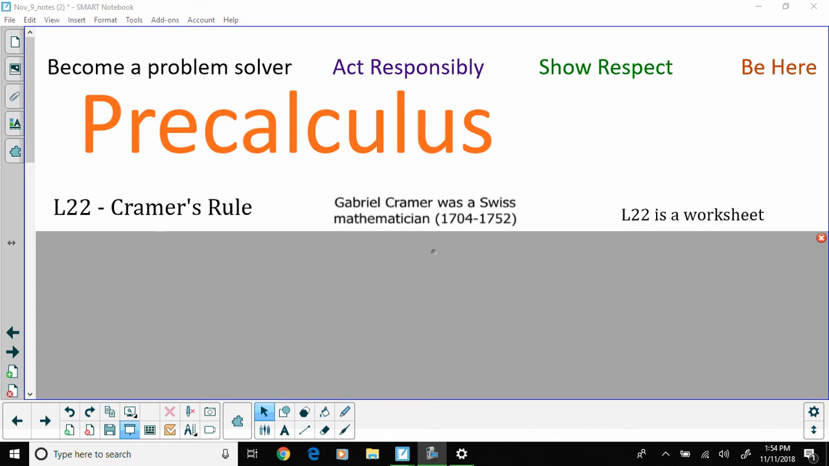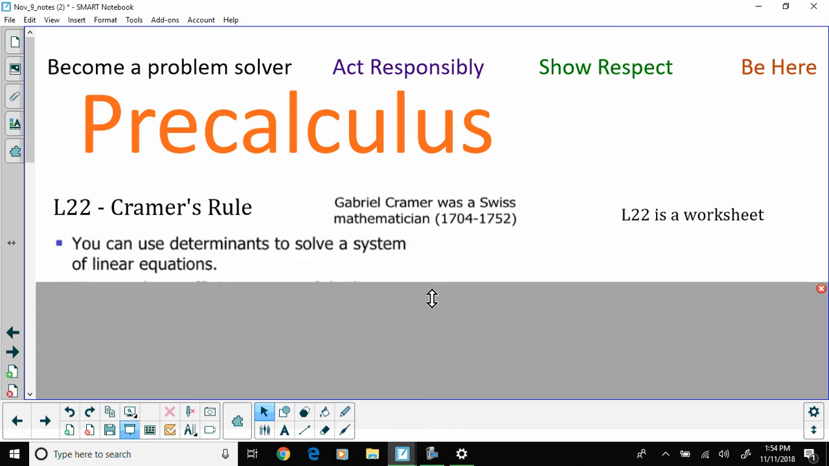So lesson 22 is on Cramer's Rule. Cramer's Rule was developed by Gabriel Cramer, a Swiss mathematician back in the early 1700s. The assignment today will be a worksheet. Hopefully you get that. If not, I should be getting a PDF version up in Google Classroom, so you have it there.